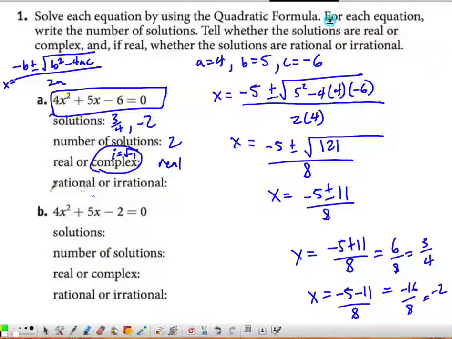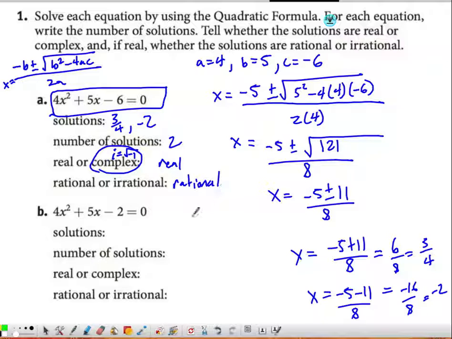And if they're real, how do I know if they're rational or irrational? Here's a very simple hint. If it's rational, then my answers are going to be either whole numbers or they're going to be fractions. So I do have rational solutions.